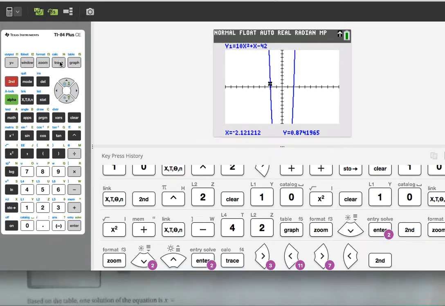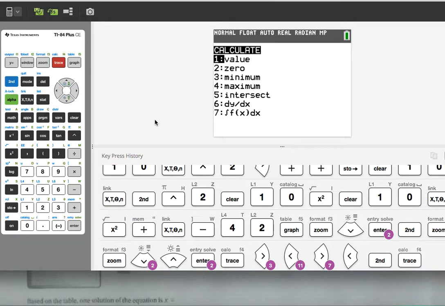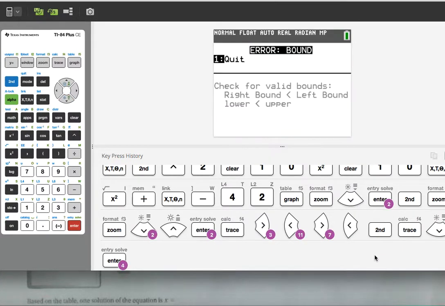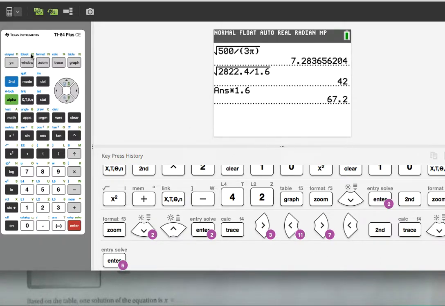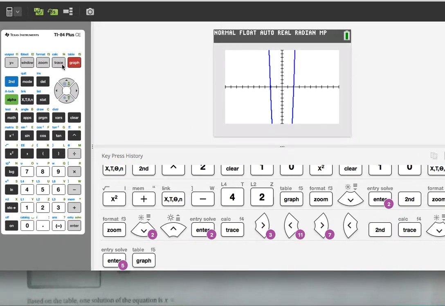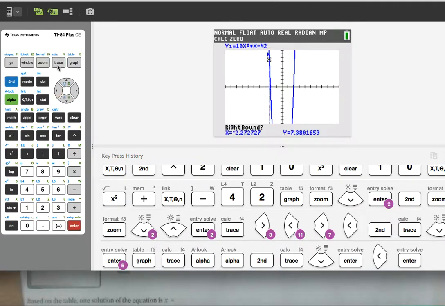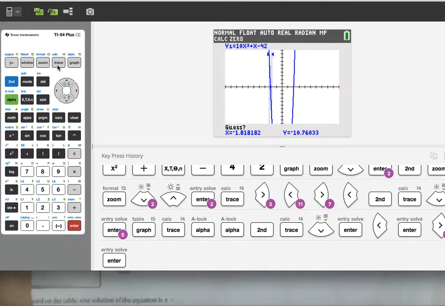What's also cool is that if we hit second trace, we can calculate the zeros. So if we hit second and then trace, as seen down here, if we hit 0, we can just keep hitting x, I'm pretty sure. Usually that works. Let's see. So if we hit second, sorry, not alpha, second, trace, 0. We hit there, and now we're kind of going in between. We see that one of the x's is negative 2.1.